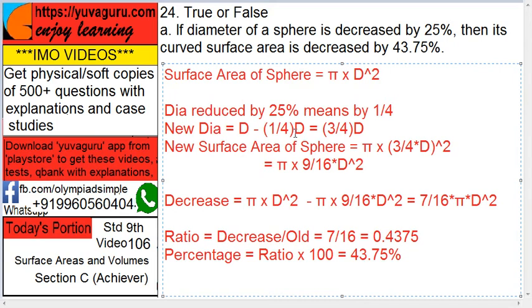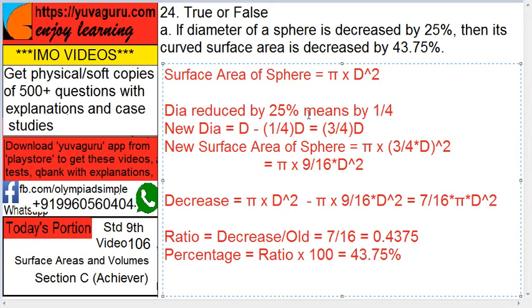So what is the new diameter? 25% means 1/4, right? 50% is half. So new diameter is d minus 1 upon 4d, that is 3 upon 4d. Now what is the new surface area? Pi d square, and instead of d we write 3 upon 4d, the whole square. So 3 square is 9 upon 16. What is the decrease now? Original minus new. So pi d square minus pi into 9 by 16 d square. That becomes 16 minus 9, 7 upon 16 pi d square.